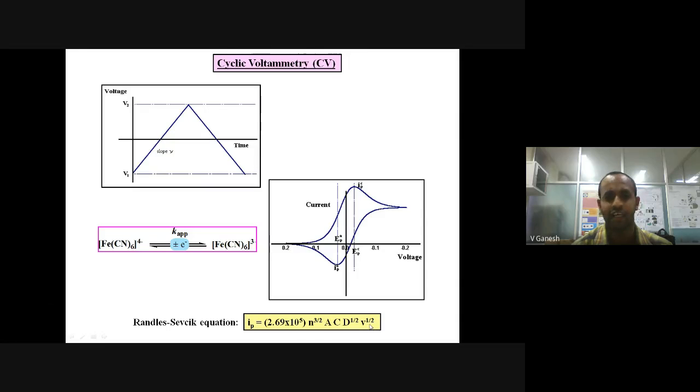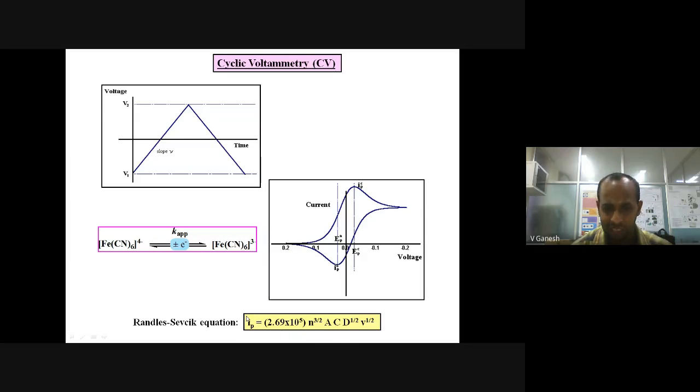and the scan rate through the Randles-Sevcik equation. This is a very useful equation in cyclic voltammetry. Here, as you can see, the peak current is directly proportional to the square root of the scan rate, directly proportional to the square root of the diffusion coefficient, and also directly proportional to the number of electrons and the concentration of the species.